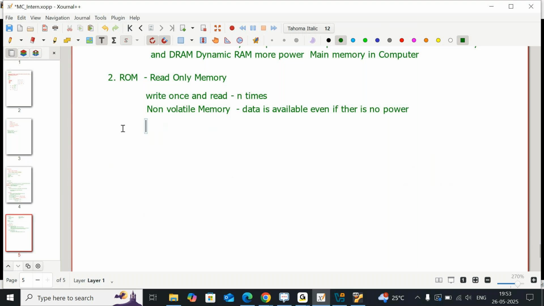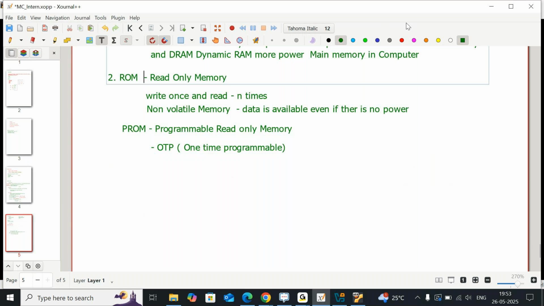So in ROM memory we have PROM, which is programmable read-only memory. So this is programmable only once. Okay, so it is programmable, but only once we can program and read n number of times. So this is also called as OTP. It's not one-time password. Okay, it's one-time programmable. So since it is one-time programmable, only once we can program.